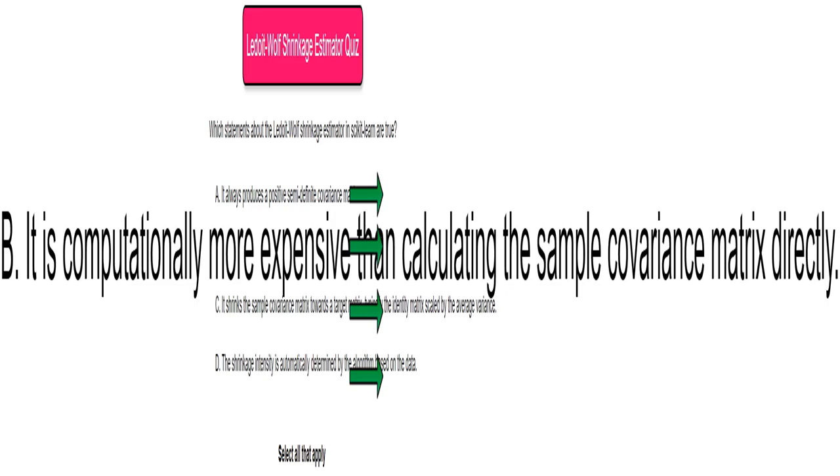I find that calculating the sample covariance is straightforward. However, the Ledoit-Wolf method requires extra calculations to find the optimal shrinkage intensity, making it slower. It's a trade-off, more computation for a potentially better result.